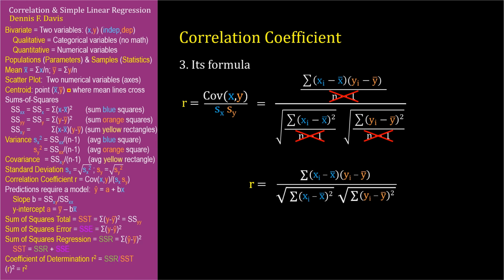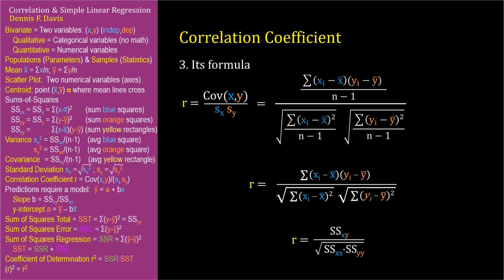Now let's notice that the numerator is the sum of rectangles, which we call sum of squares xy. In the denominator, each radical contains a sum of squares for one of the variables, SS sub x and SS sub y, or xx and yy, same thing. So we can combine the terms under the radicals and get a new expression for R that just consists of sum of squares terms. I guess those statisticians were onto something by summing up all those squared differences, because it sure comes in handy.